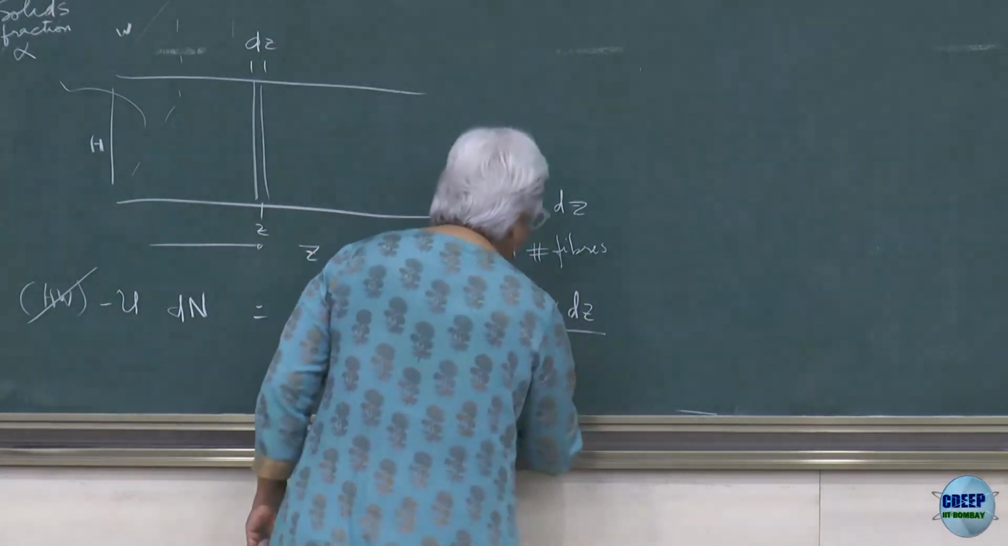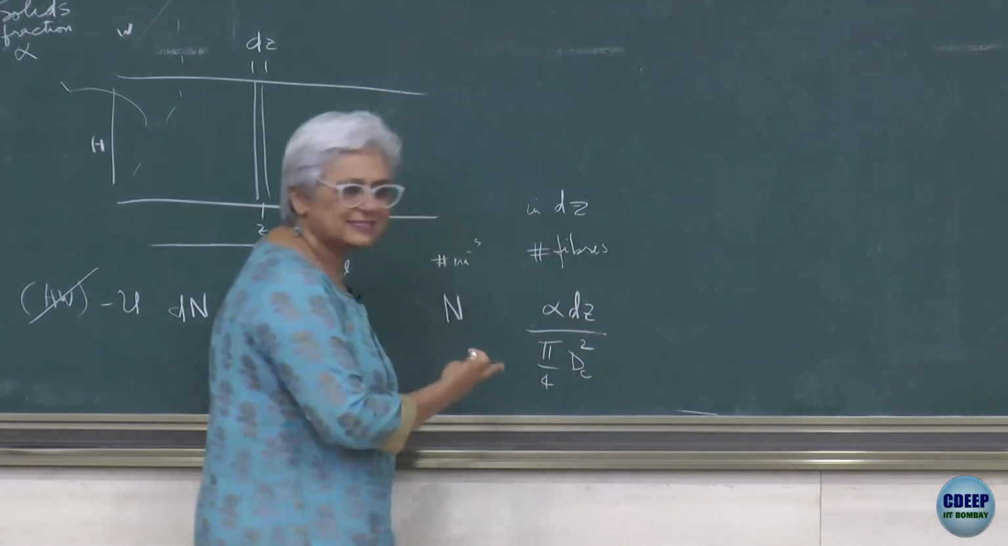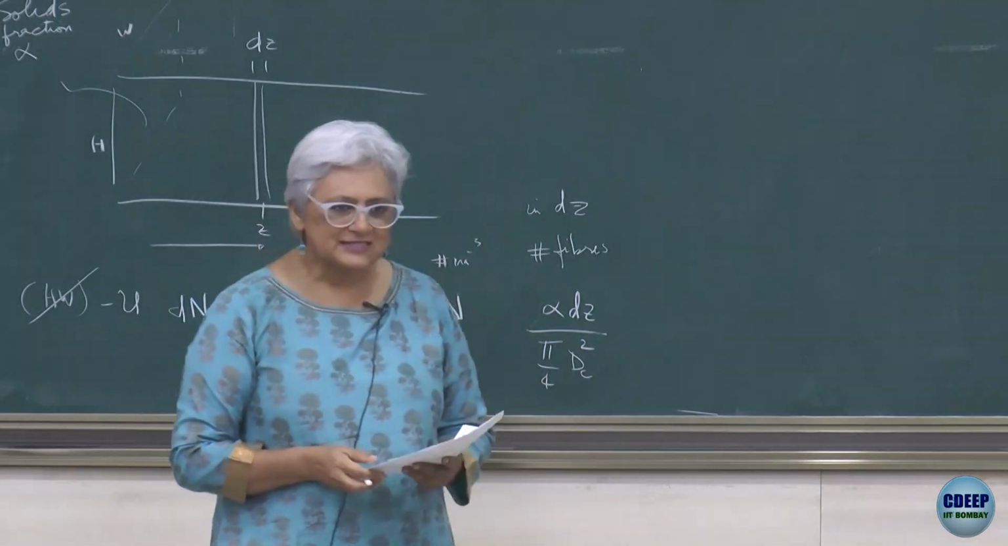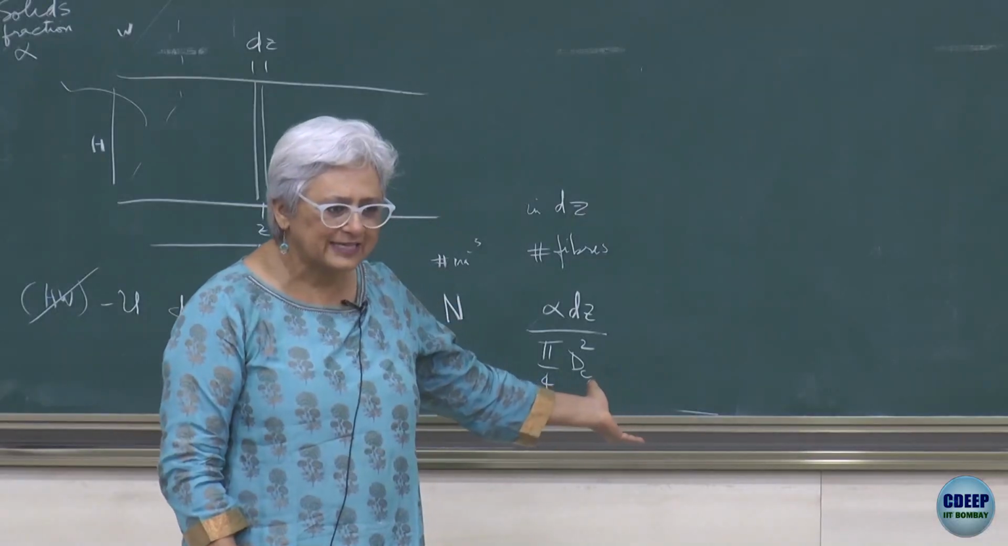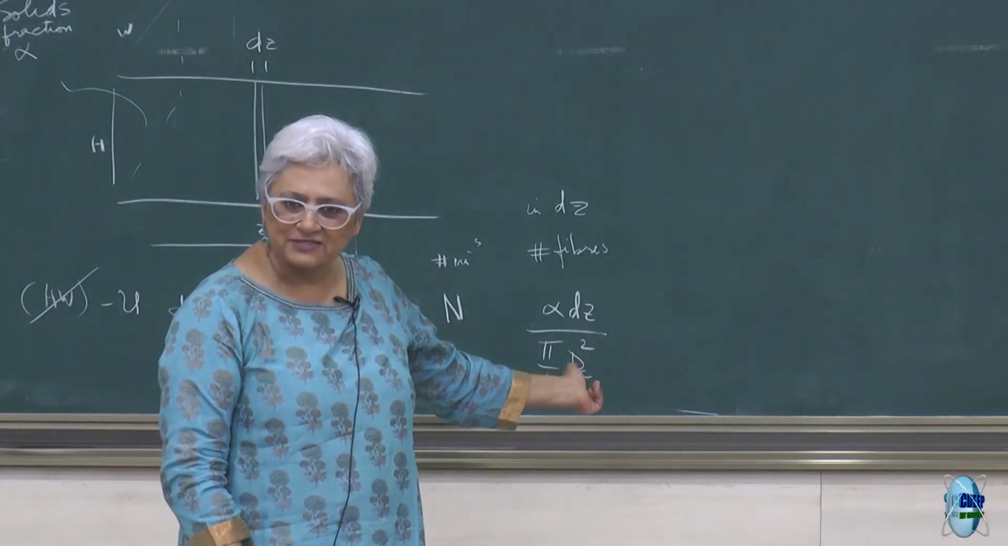Right, this is a fiber diameter, cylinder diameter. We're back to our collector, right? So this is the number of fibers.